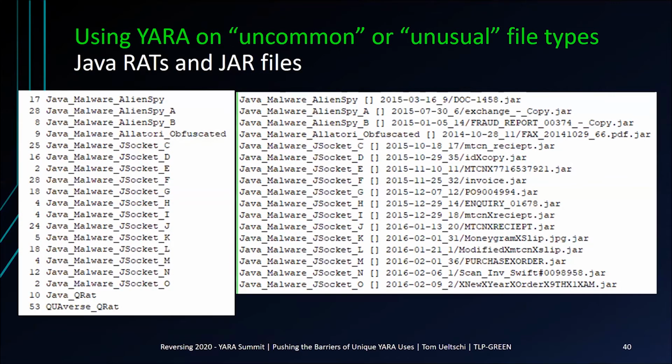This is an overview of the YARA rules for Java RATs with the number of matching samples to the left and the first seen sample to the right. Each sample analysis uses a folder with the analysis date in the folder name. So these samples were analyzed from early 2015 through February of 2016.